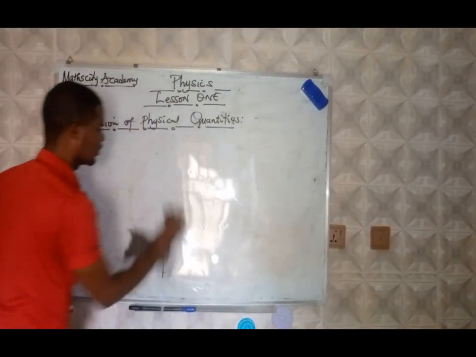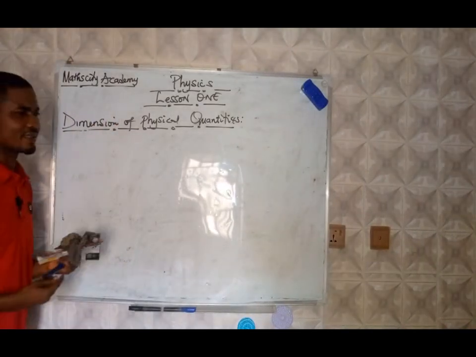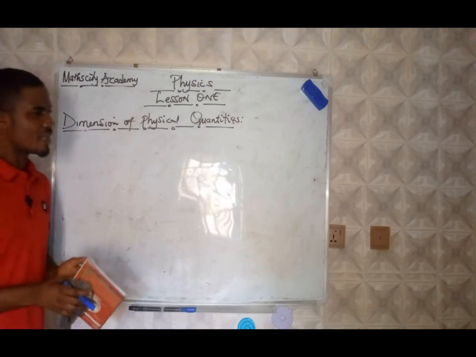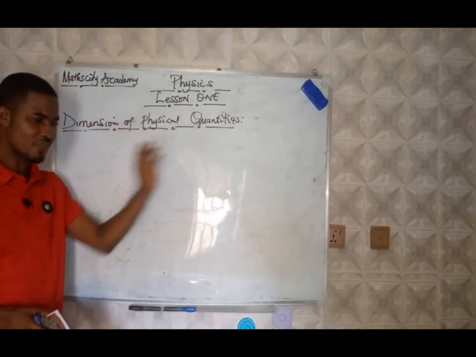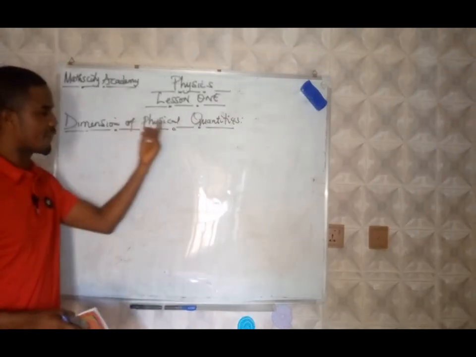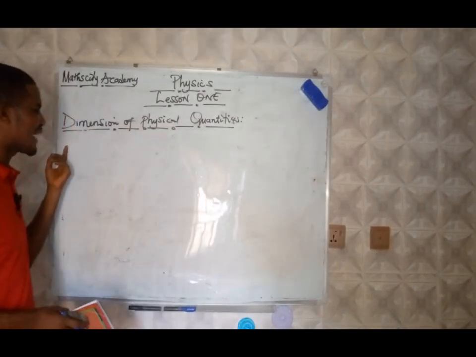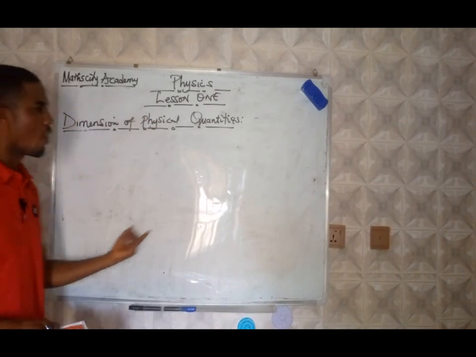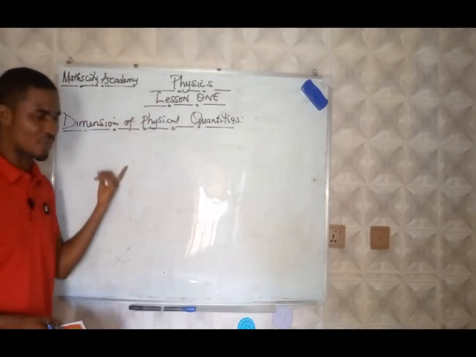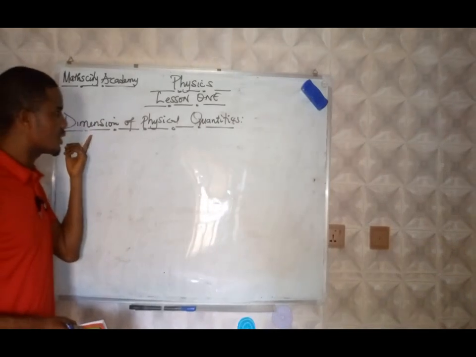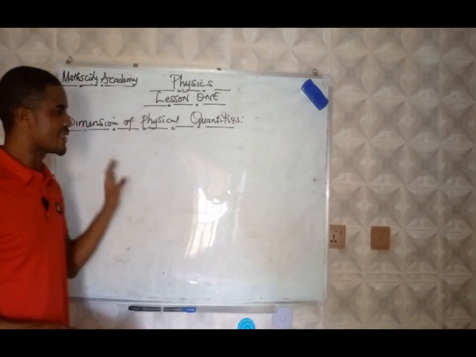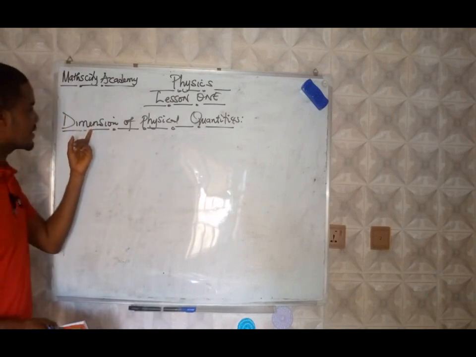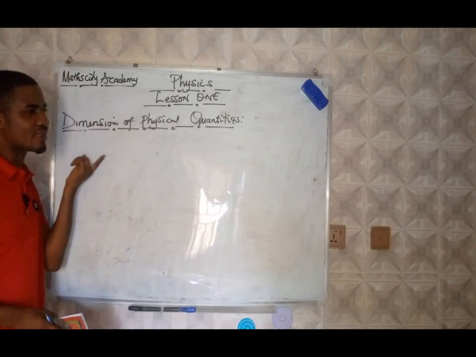Okay, having known about fundamental and derived quantities, then we go to dimension analysis. What is dimension analysis? Dimensioning of a physical quantity. Let me use this definition. Dimensioning of a physical quantity is defining all physical quantities based on the basic fundamental quantities. I repeat, dimensioning of a physical quantity is defining all physical quantities based on the basic fundamental quantities.